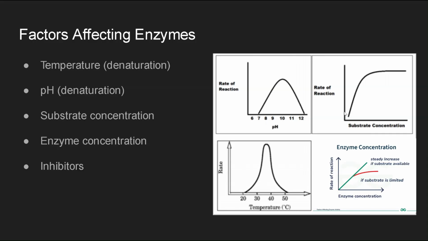The substrate concentration affects how often enzymes and substrates collide. The enzyme concentration will also do the same, but if the substrate is steadily available, it will be constant. On the other hand, if the substrate is limited, it will even out, such as the line in the substrate concentration graph.